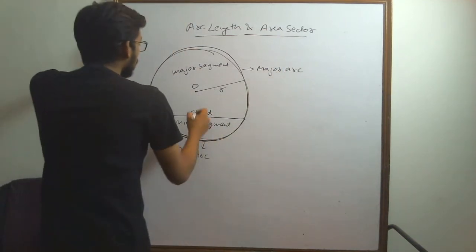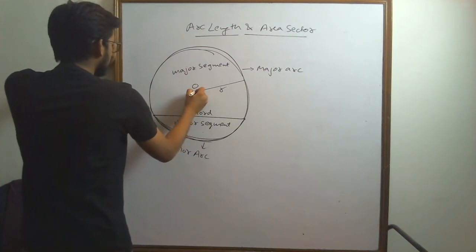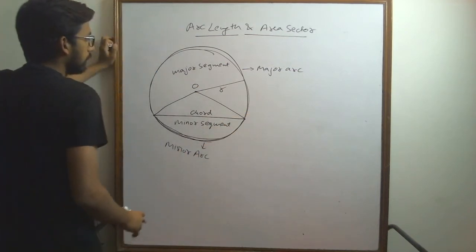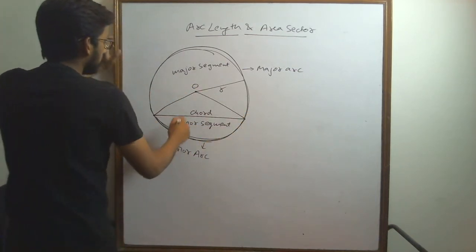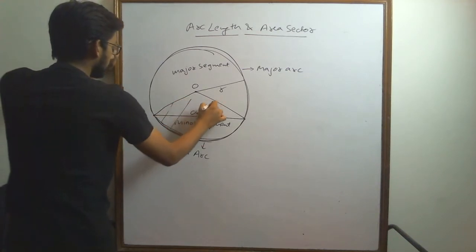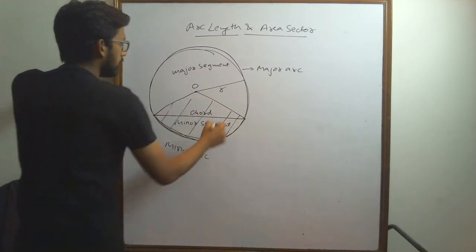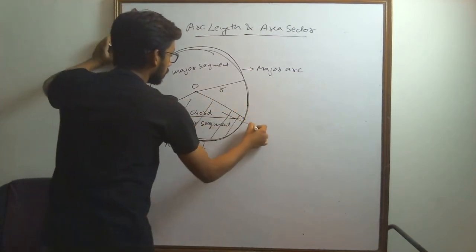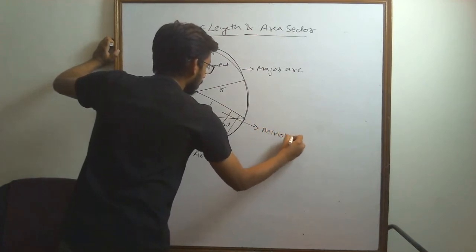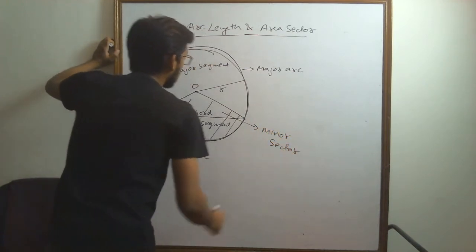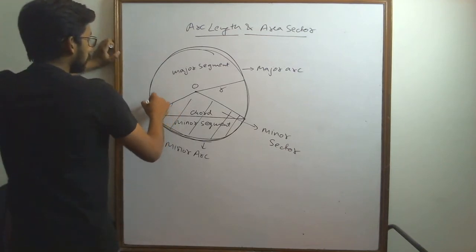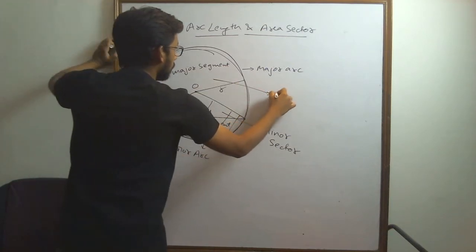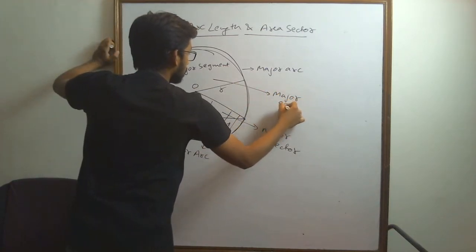Now if I join the center to these end points of the arc, a different part of the circle is formed, which is this one, and this complete part that is enclosed between 2 radii and the arc of the circle is known as the minor sector, and the part which is enclosed by the major arc and the 2 radii is known as the major sector.